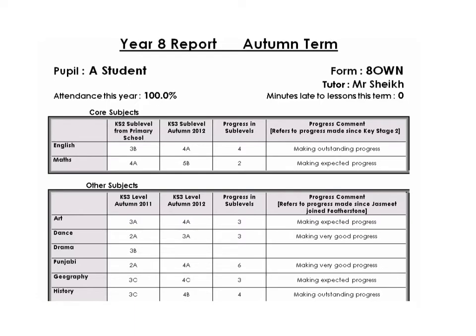Now, the expected progress is not the same in every subject. In some subjects, I can't actually show you an example on this one, but like French, for example, or Punjabi, a language, they start lower, and they make quite a lot of progress in a short space of time. So you will not always get the same statement for the same number of sub-levels progress. It will depend on the subject, and we'll tell you a bit more about that on the next slide.